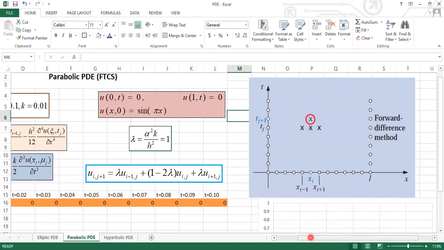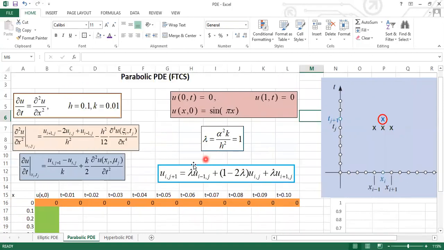So we will represent this value by u i j plus 1. If we define the lambda value as alpha squared k over h squared, then in our selection of h and k, this value turns out to be equal to 1. So we can write the explicit equation.